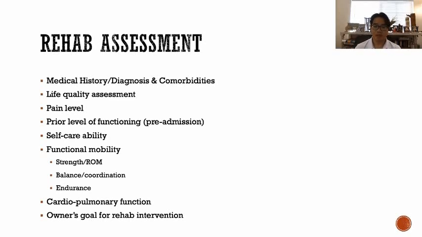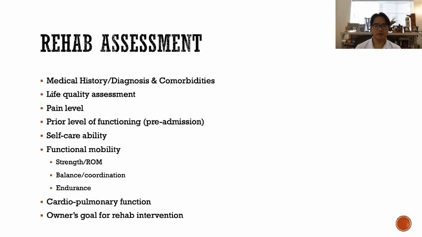We also need to assess the pain level and the prior level of functioning, especially pre-admission to your service, so that we know what the dog's activities were before coming to see you, or even before having the disease. Based on that, you might need to set your goals to be realistic, or tell the owner that because of the illness, we're most likely not going to get the dog back to completely normal, but at least the dog can be functioning.